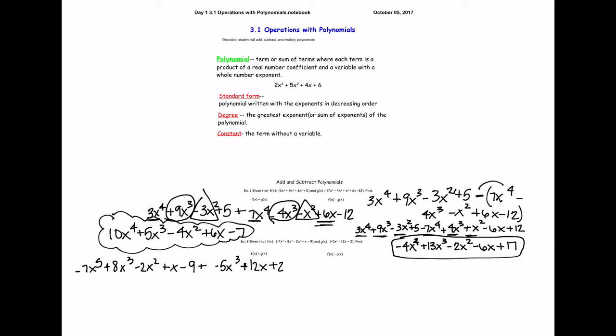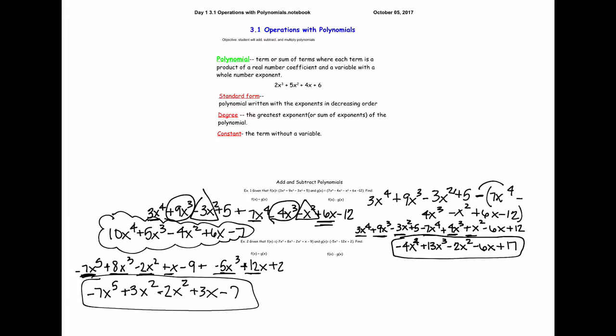When we combine our like terms, x to the fifth power is our largest exponent. It doesn't have anything else like it, so we write negative 7x to the fifth power. 8x cubed minus 5x cubed is positive 3x cubed. Negative 2x squared doesn't match anything else. x plus 12x gives us 13x. And negative 9 minus 2 is negative 11.